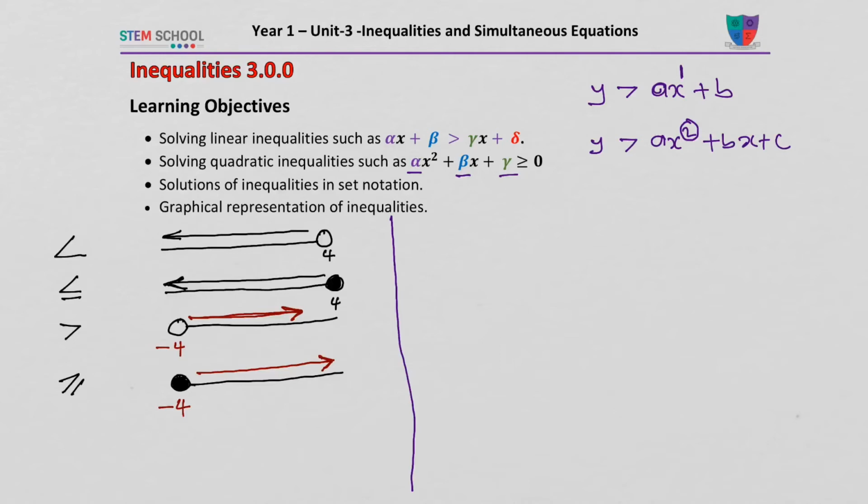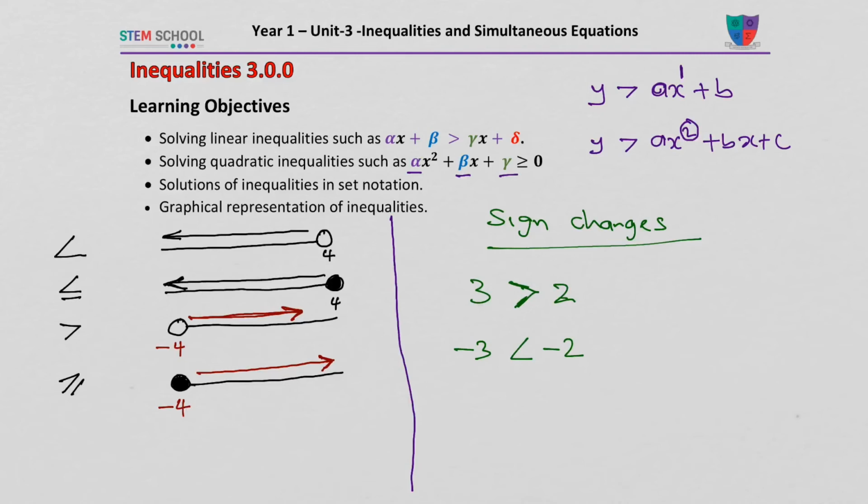Also, just need to talk about the sign changes in inequalities. The sign changes are important because if I say 3 is greater than 2, if I add 1 or take away 1 to both sides, it will not affect the sign. If I multiply or divide both sides by a positive number, it will not affect the sign. But if I multiply both sides by minus 1, that sign will change. So it's important that we recognize that. So this is 2. So if I do minus 3, it will be less than minus 2, because it's true, minus 3 is less than minus 2.